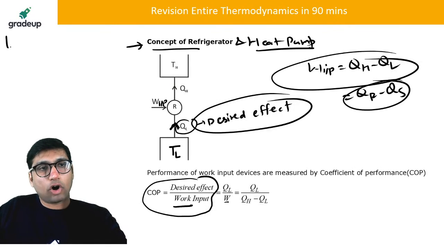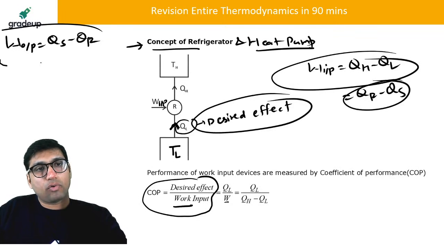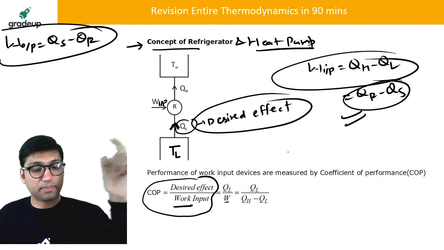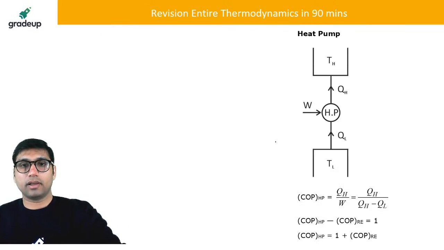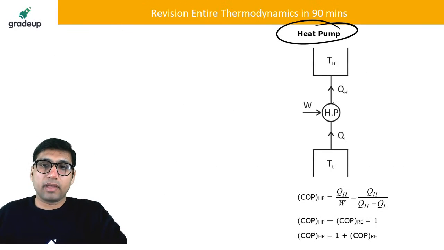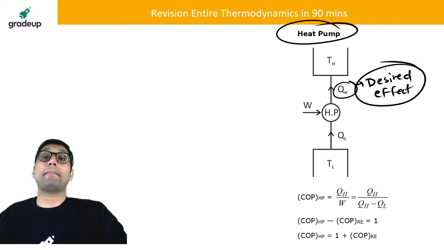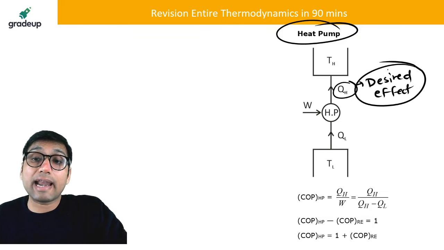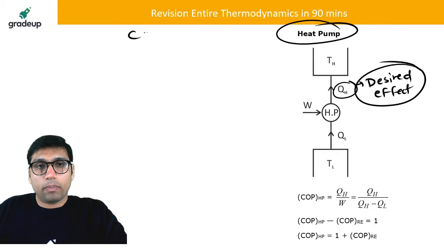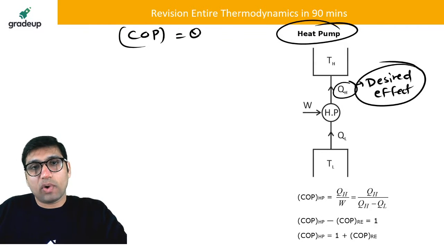Why? Because work output is equal to heat supplied minus heat rejected. So work input will be equal to heat rejected minus heat supplied. This is very, very important. For a heat pump the desired effect will be this. The only difference between heat pump and refrigerator is the desired effect. So COP of a heat pump will be equal to QH by QH minus QL.